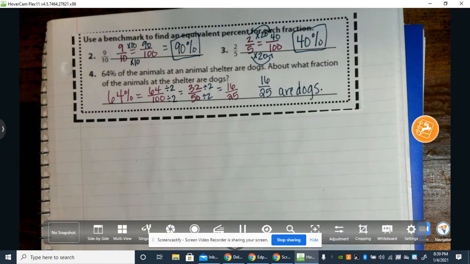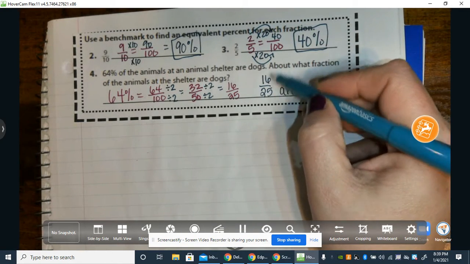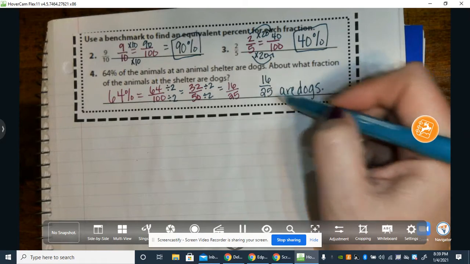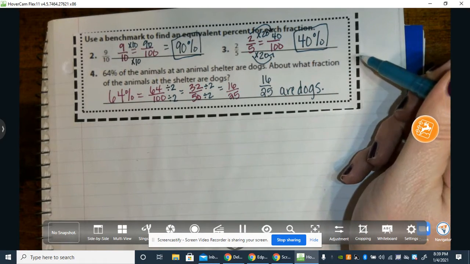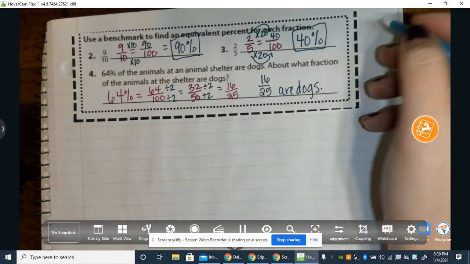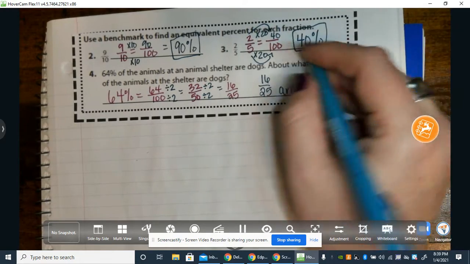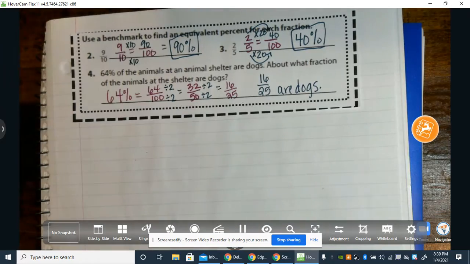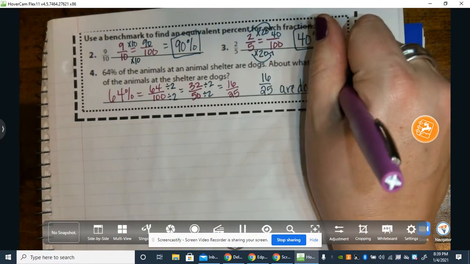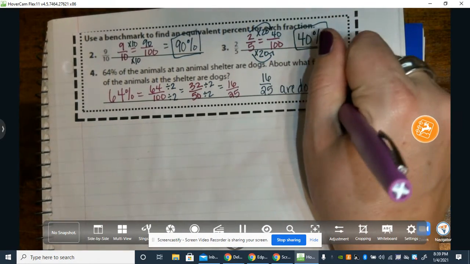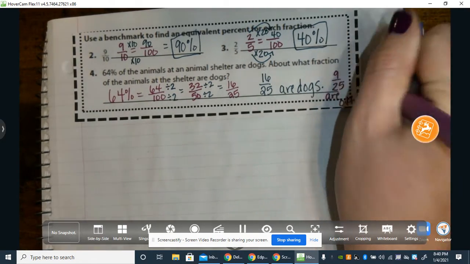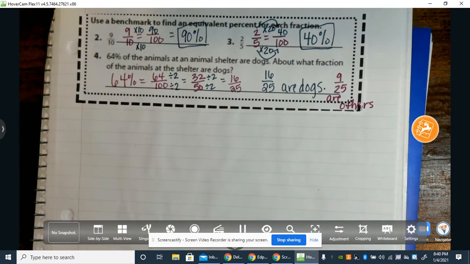And then if they needed to know what part are cats, all we have to do is subtract 16 from 25, find the difference, and we can figure out what the other animals are, which is 9. So we can say 9 25ths are others. That's just going another step in.